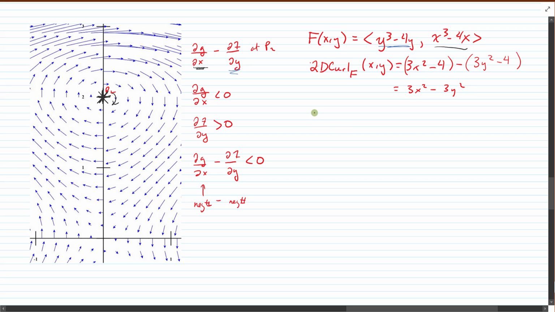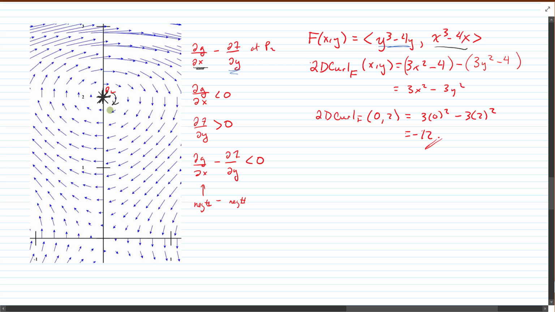And so if we compute the 2D curl of f at the point we were just looking at, that was the point 2, 0. Oops, I apologize. This was the point 0, 2, 2. What do we find? We find that the curl at that point would be 3 times 0 squared minus 3 times 2 squared, or a negative 12. So we see, yep, the computation confirms that we have a clockwise rotation at that point there.